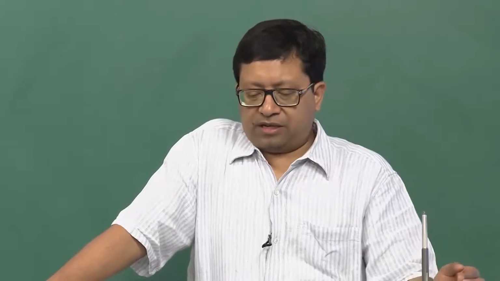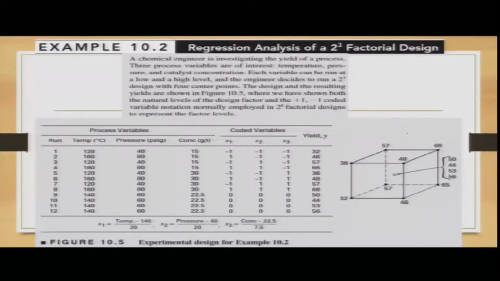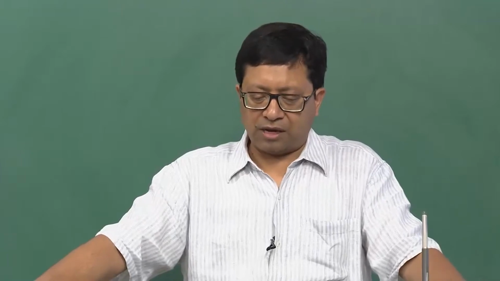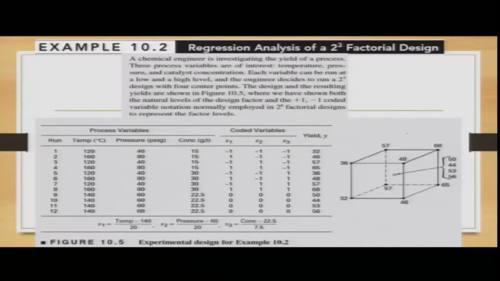Now, it is basically the regression analysis of 2 to the power 3 factorial design. So, there are 3 factors, each being of level 2, plus minus 0, 1, 1, 2, whatever. A chemical engineer investigating the yield of a process, 3 process variables are of interest. That is why it is 2 to the power 3. That 3 basically means x1, x2, x3, which are temperature, pressure, and catalyst concentration. Each variable can run at a high and a low value. That means what is low and high, 0, 1, 1, 2, whatever.